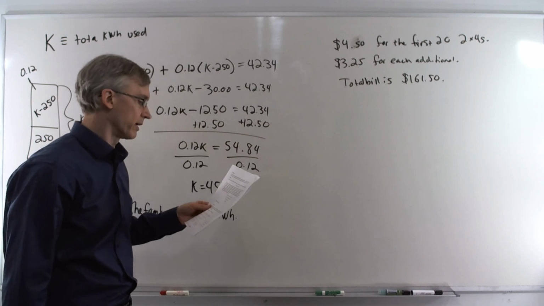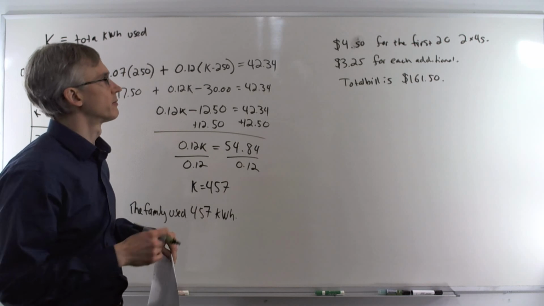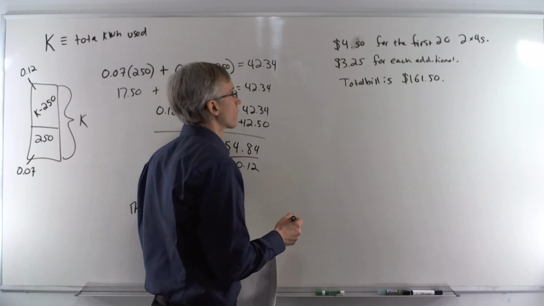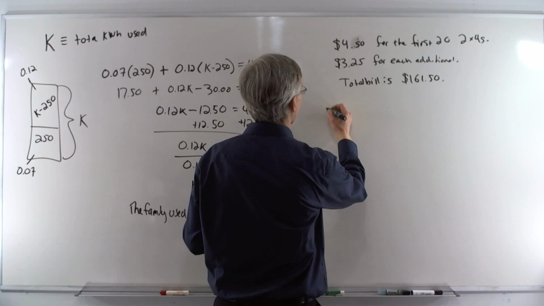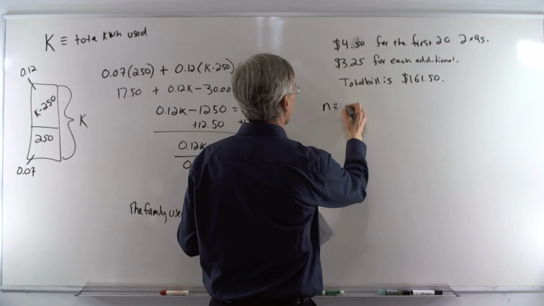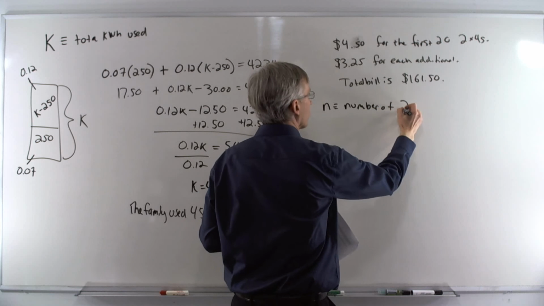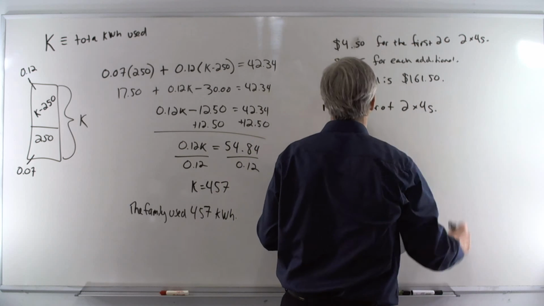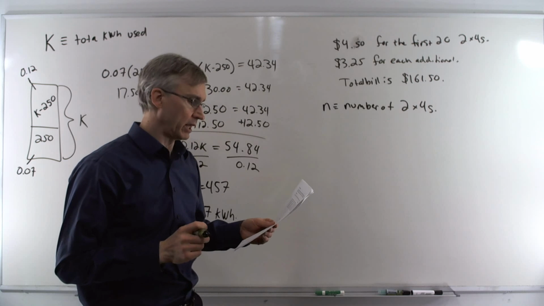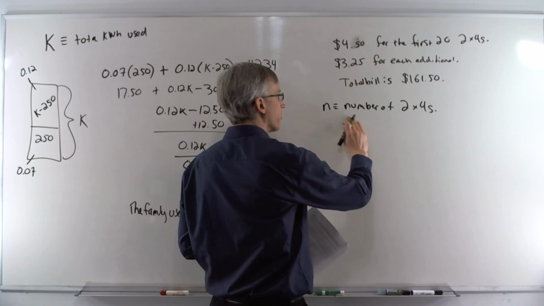So there's all our information. $4.50 for the first 20 2x4s, $3.25 for each additional. The question asks for how many 2x4s were purchased. So there's our variable. We'll define n to be the number of 2x4s.